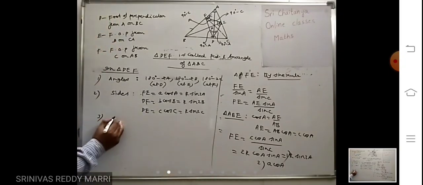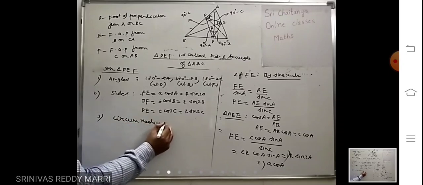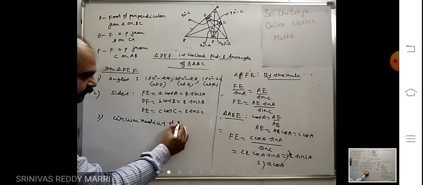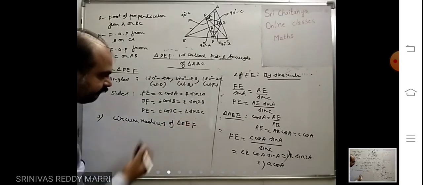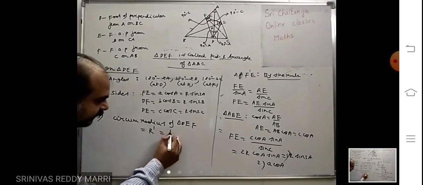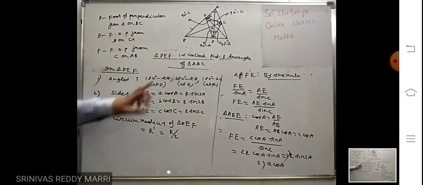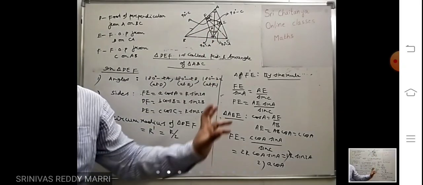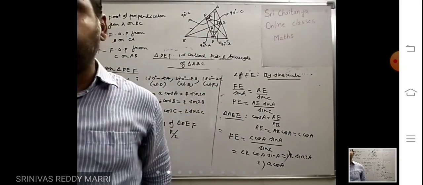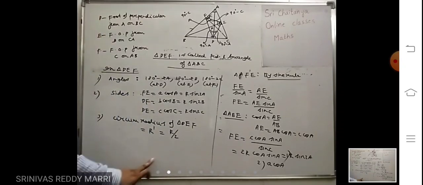Next, the third one is the circumradius of triangle DEF. Let us say R dash is the circumradius of triangle DEF. This is nothing but R divided by 2. Look at, I will tell you. The circumradius of the pedal triangle DEF is nothing but half the circumradius of triangle ABC.